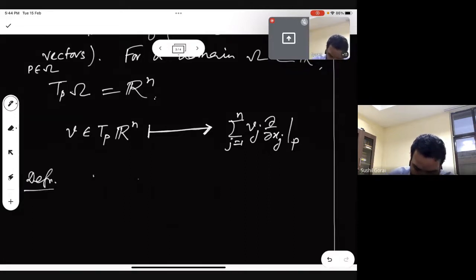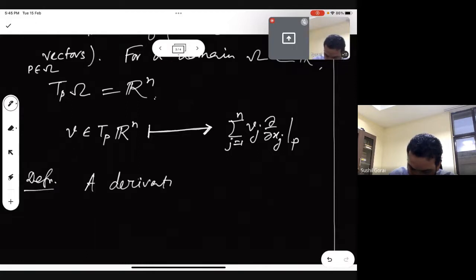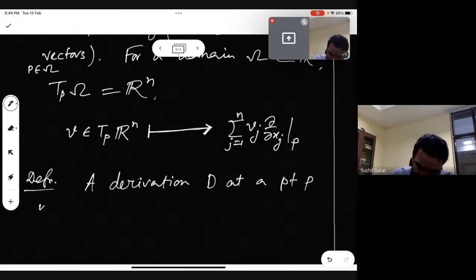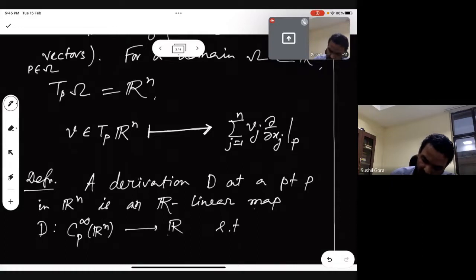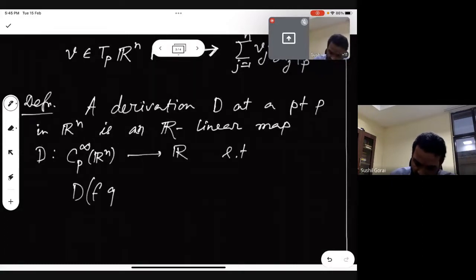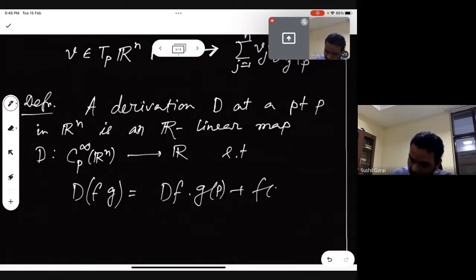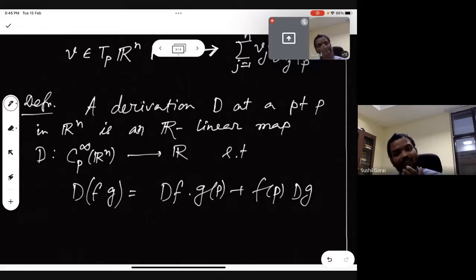Definition. A derivation D at a point p in Rn is an R-linear map D from C infinity at p of Rn to R such that D of f times g is Df times g(p) plus f(p) times Dg. All right. So D is not the derivative. D is the derivation.